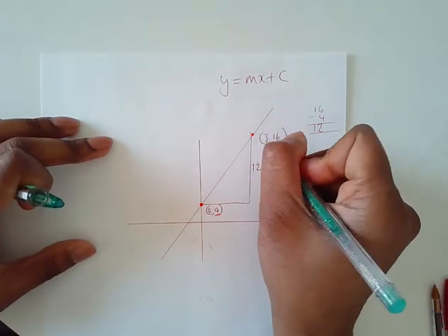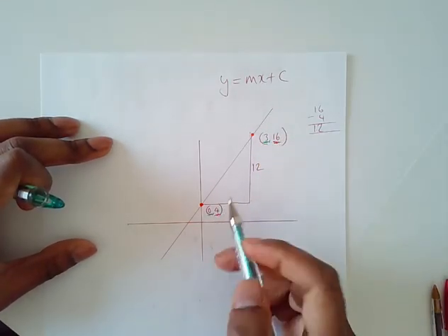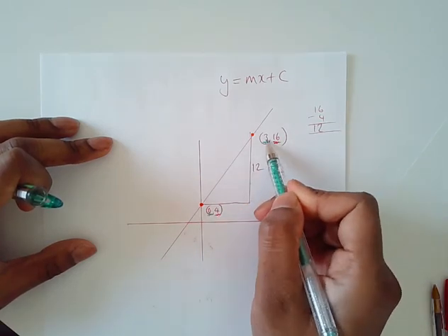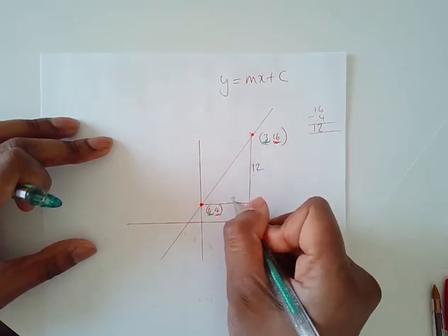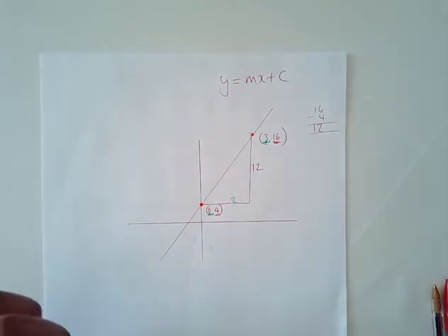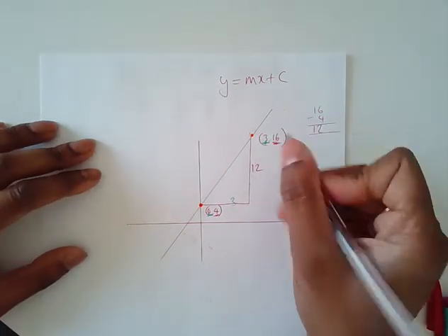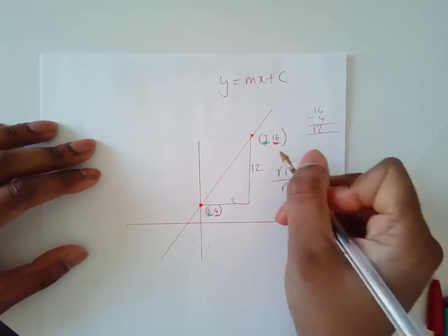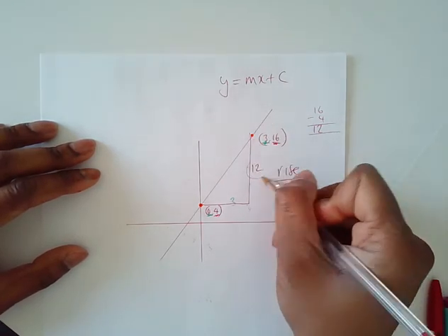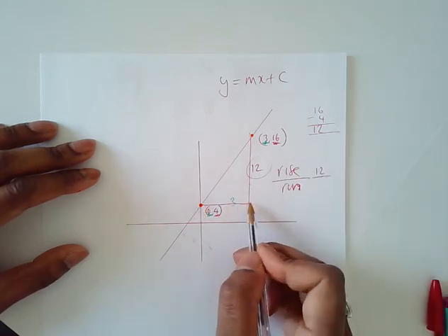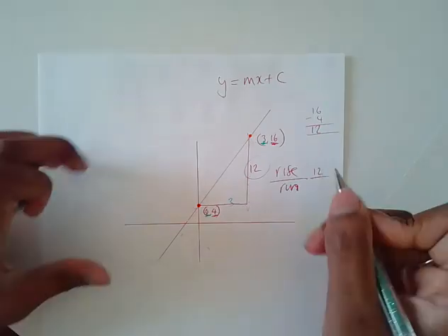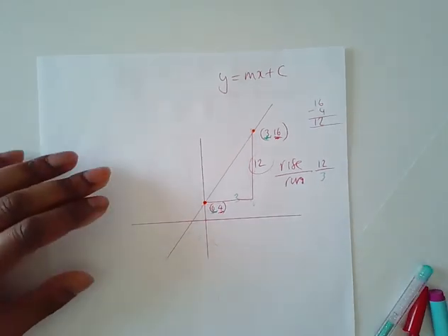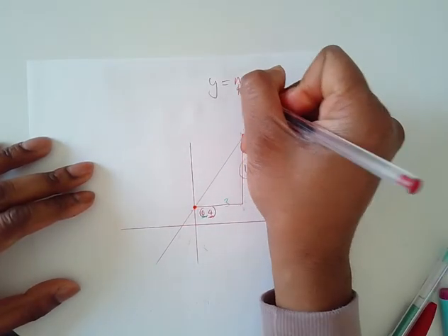Now look at the x-axis, along the corridor. Well, that's 0 and that's 3. The difference between 0 and 3 is 3. So, as usual, you do your rise over run. The rise is 12 over the run, which is 3. 12 divided by 3 is 4. So the gradient is 4.